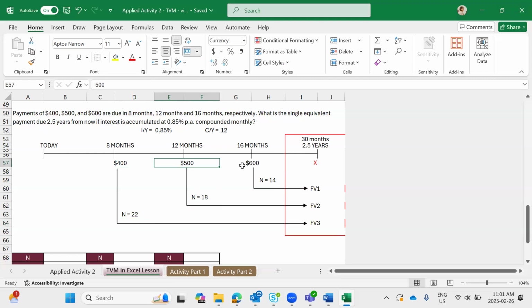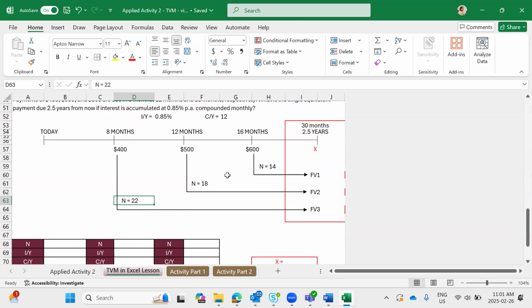So you have to have amounts of money. You have to have the times that those money are paid. That's 2 marks. IY and CY gets you to 3 marks. The arrows for the FVs get you to 4 marks. And these amounts of time N get you to 5 marks.